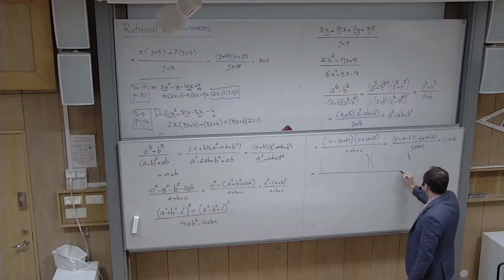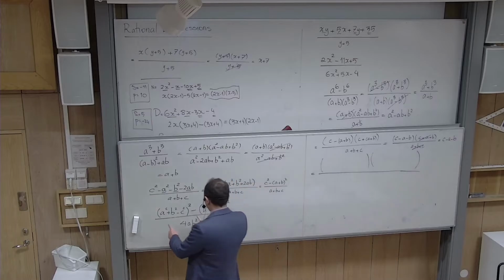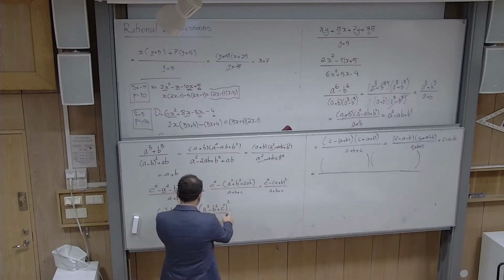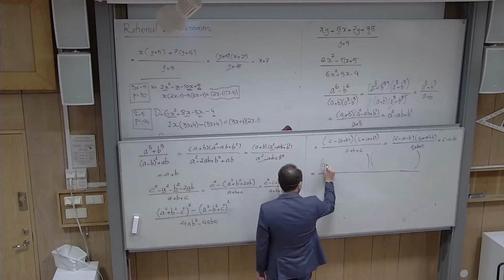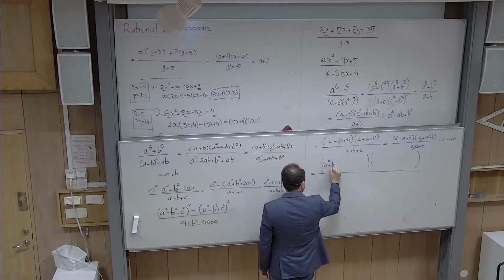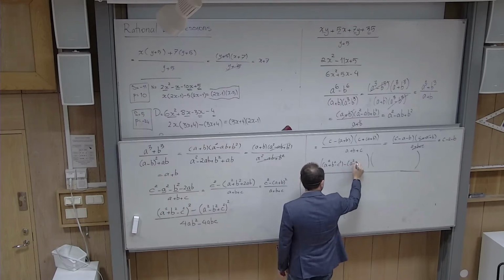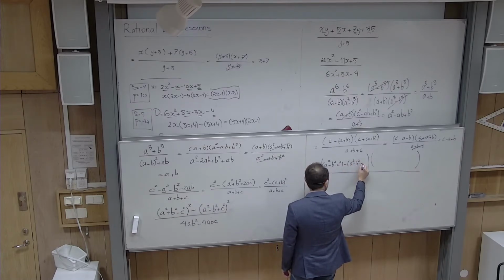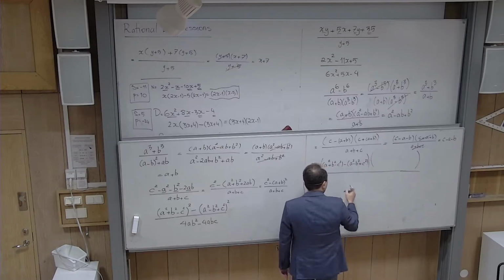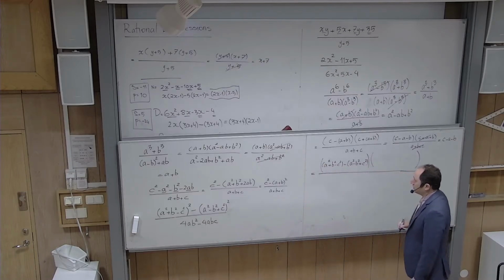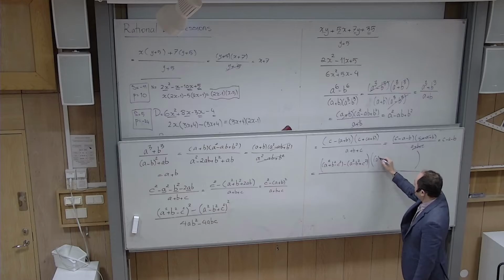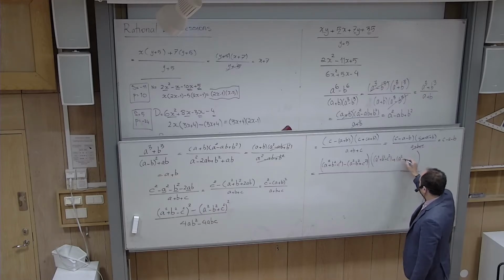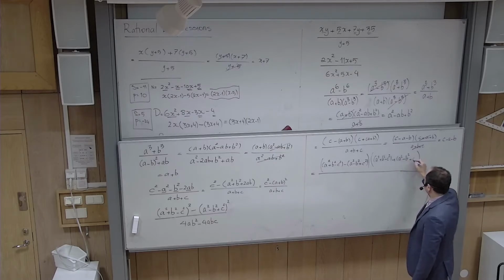So let me just put them here. The square root of the first one minus the square root of the second one. So this becomes a squared plus b squared minus c squared minus a squared minus b squared plus c squared. And then once the same thing but with positive sign in the middle. So this becomes a squared plus b squared minus c squared plus a squared minus b squared plus c squared.